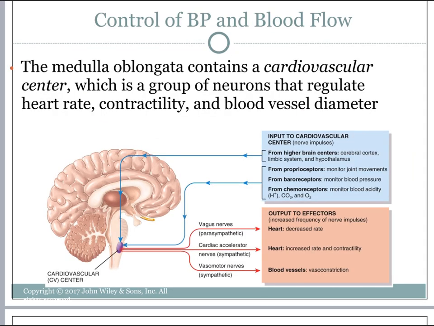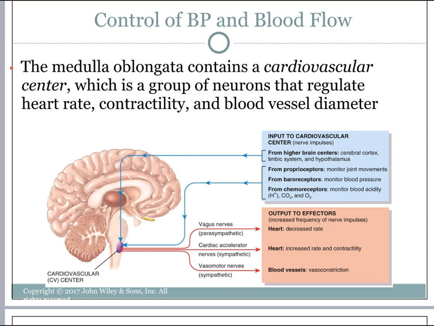Who controls blood pressure and blood flow? We go back to our good old friend, the medulla oblongata. So the medulla oblongata contains our cardiovascular center, which is a group of neurons that regulate heart rate, contractility, and blood vessel diameter. So, input to the cardiovascular center: nerve impulses from the higher brain centers, the cerebral cortex, the limbic system, and the hypothalamus. From those proprioceptors, baroreceptors, and chemoreceptors, we're monitoring joint movement, blood pressure, and blood acidity.